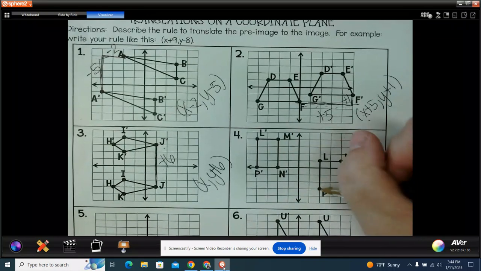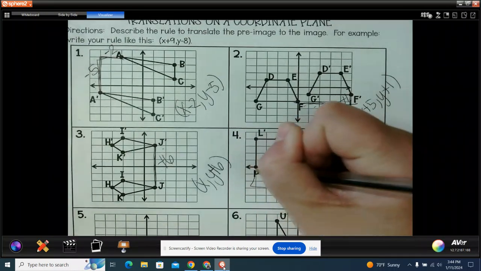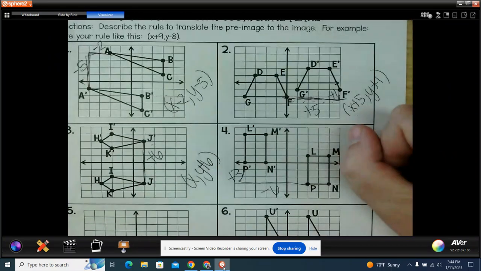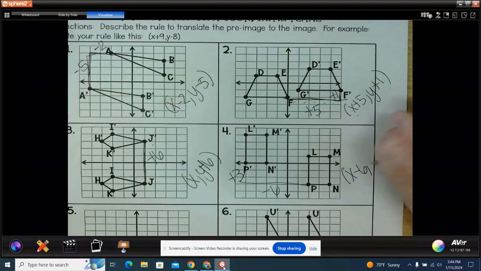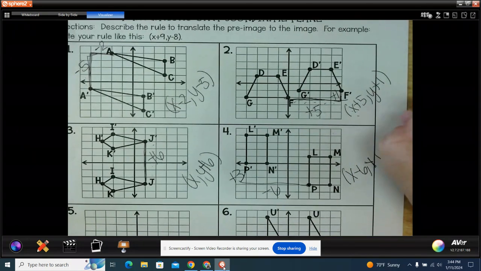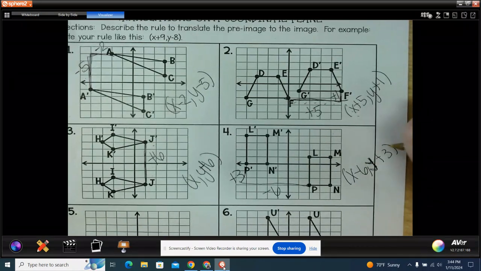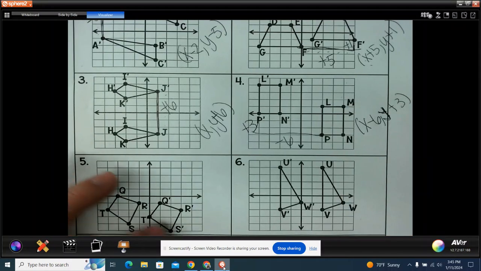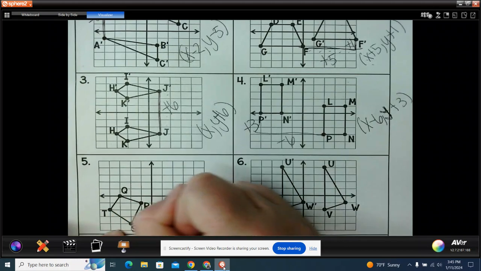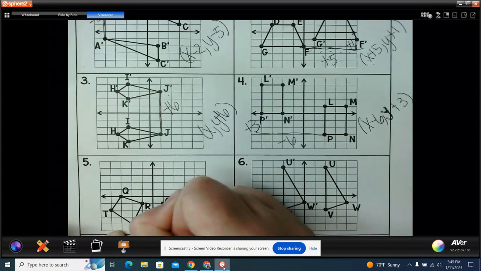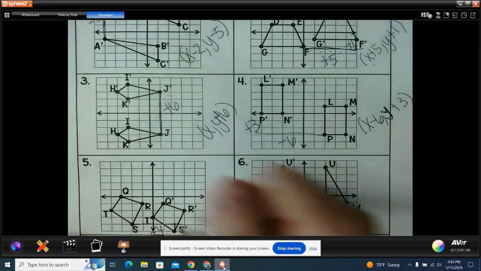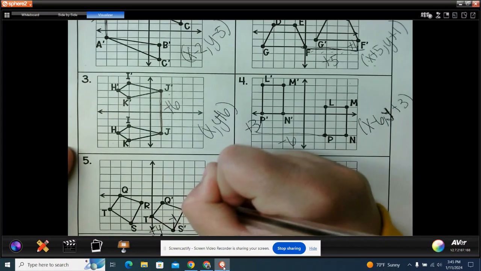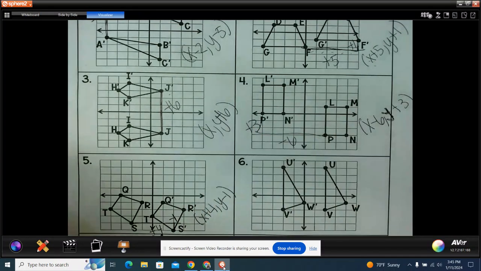Number 4, we have P. I'm going to start at regular P and go to P prime. We go over -6 and then up 1, 2, 3. That'll be +3. So we have x minus 6, y plus 3. Okay, I'm going to pick S. So go from S to S prime. So we went over 4 to the right, so that's going to be plus. Went down, so that is -1. So we write that as x plus 4, y minus 1.